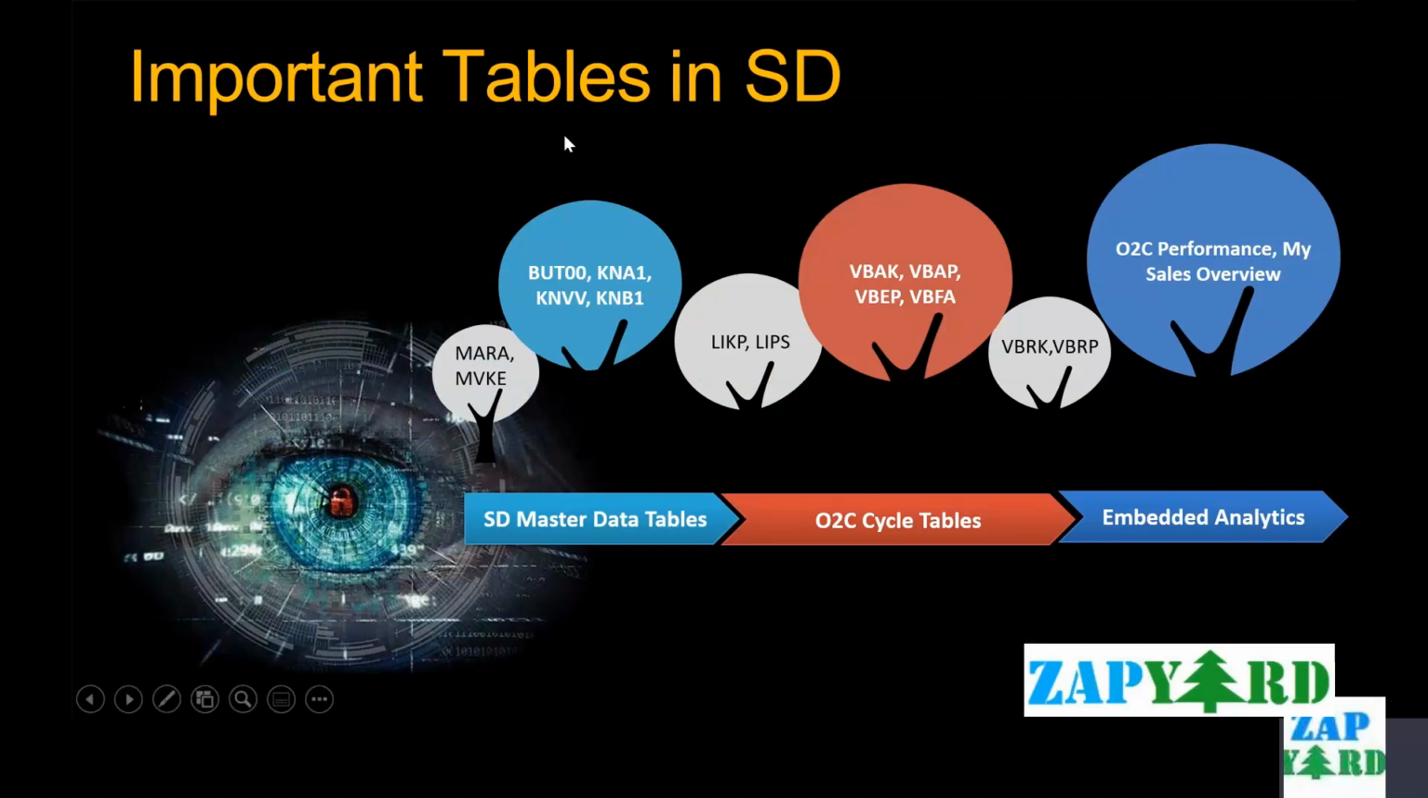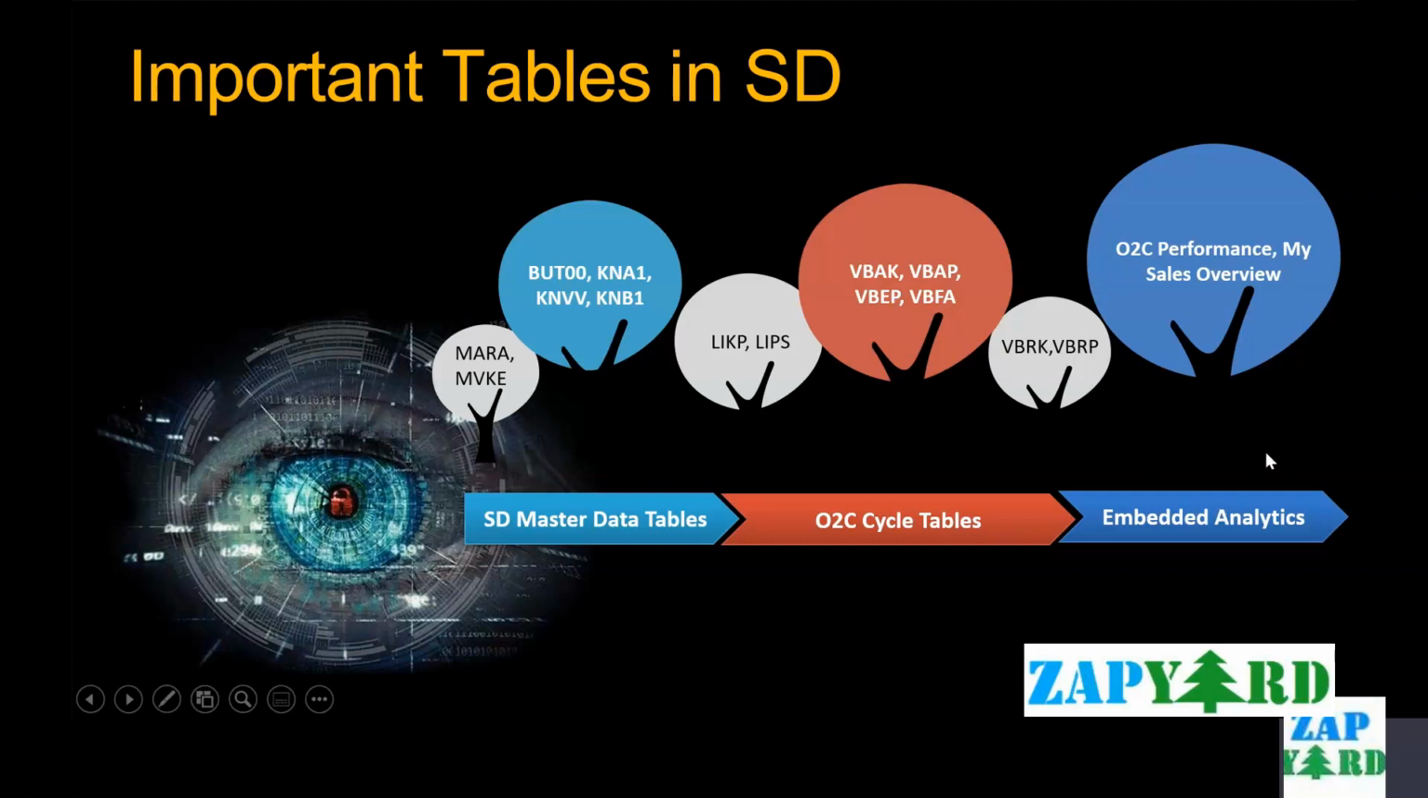Then finally, we are going to cover some tips and tricks in sales and distribution. So we can see what different tables are available, like what tables are available in master data, what tables there are in the order to cash cycle, like the tables for the sales order, the tables for the delivery document, tables for the billing document.